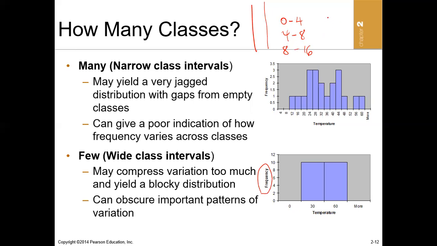But if our classes are like 0 to 10, 10 to 20, 20 to 30, what it means is that the width will be very large. So look at these class sizes. We have 4 here, we have 8, we have 12. So between 12 and 16 is 4. The width is 4. Between 16 and 20, the width is 4. But we can have class width where we have 0 to 30, 30 to 60, and the width will be very large.